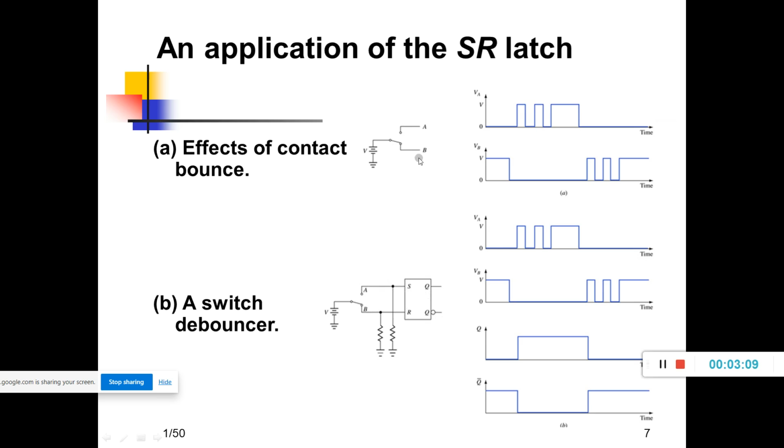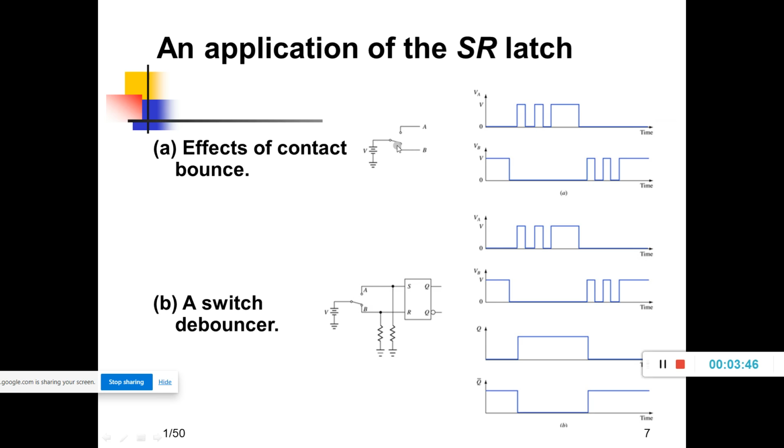Now here you can see the effect of contact bounce in figure A, as indicated here with the center contact. This is the center contact of the switch, and it is in the lower position. The voltage at terminal B is plus V volt, while the voltage at terminal A is 0. The voltage at terminal A is 0. The voltage at B is plus V volt.